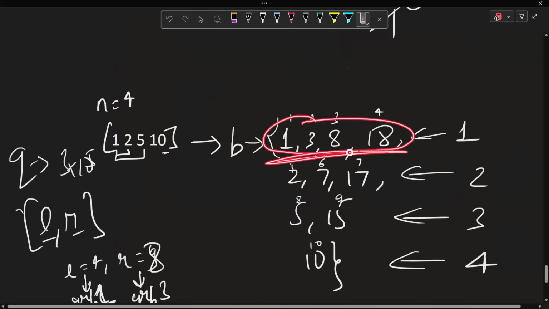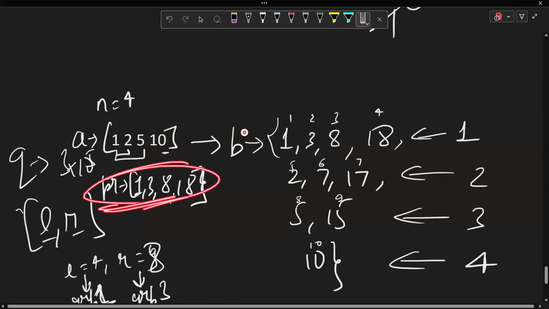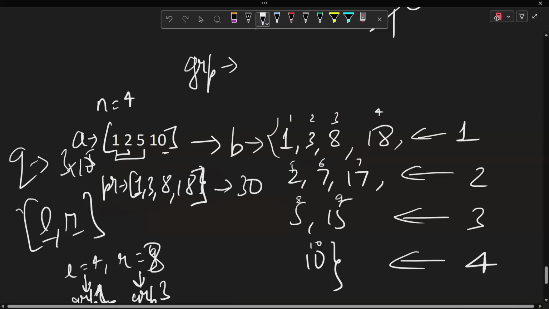The first group is this prefix sum group. If we have this array A, just calculate the prefix array. The prefix array would have 1, 3, 8, 18. So the first group is the same as my prefix array. Now what about the second group? What is the sum of the first group? If you do the sum of this prefix array, this would give you 4 plus 8, 12, 30. So for the first group, the sum that I'm calculating is 30.